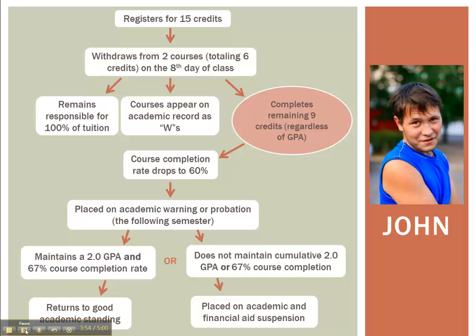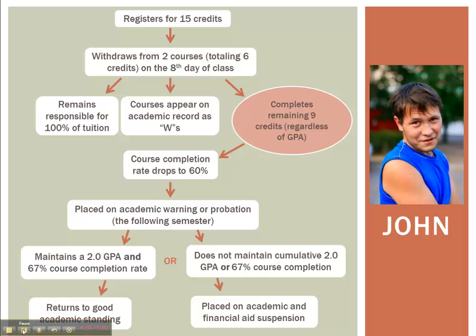In scenario 1, John will study hard and abstain from withdrawing courses, at which point his GPA will remain at 2.0 or higher and his course completion rate will be raised above 67%. At the end of the semester, John will be removed from the academic probation and returned to good academic standing. In scenario 2, John continues to struggle with completing coursework or fails to maintain a 2.0 GPA.